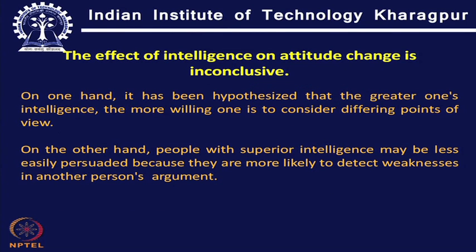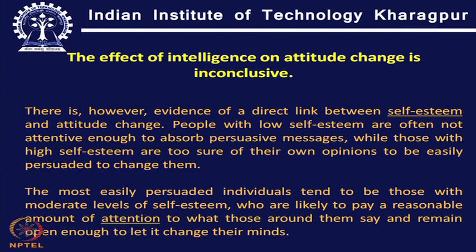The effect of intelligence on attitude change is inconclusive. The more intelligent one is, he or she can look into different aspects of the same thing before trying to change it. One becomes less easily persuaded, because he or she can detect the weakness in the other person's argument. However, there is a direct link between self-esteem and attitude change.